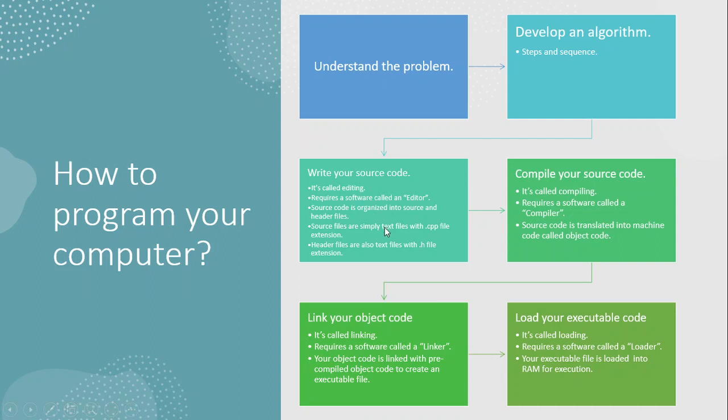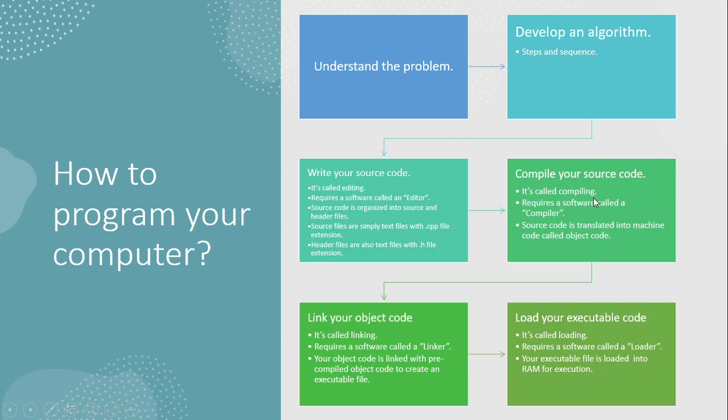So once you write your source code, once you're done editing your source code, you have written it and you think it does your job, then you need to translate this source code into machine code so that the machine or microprocessor can also understand it and execute it. This step is called compiling.